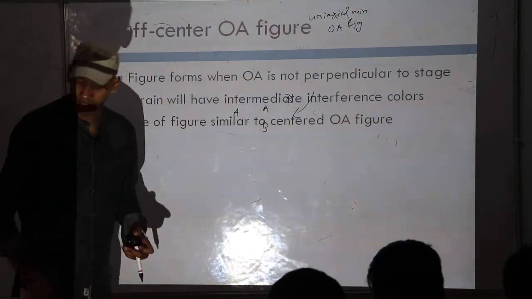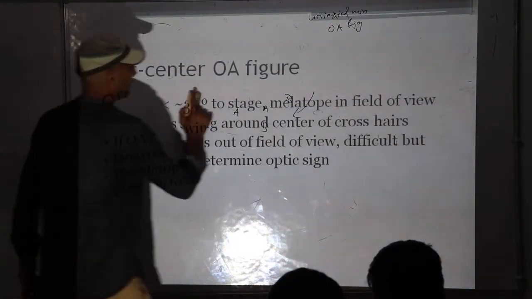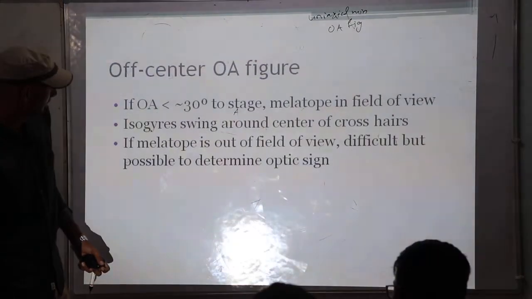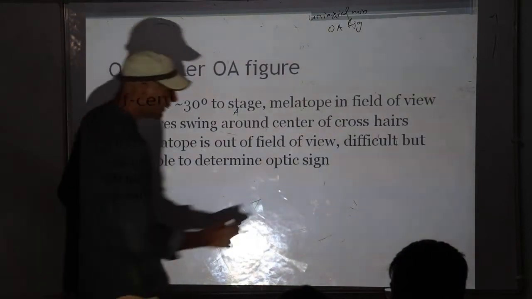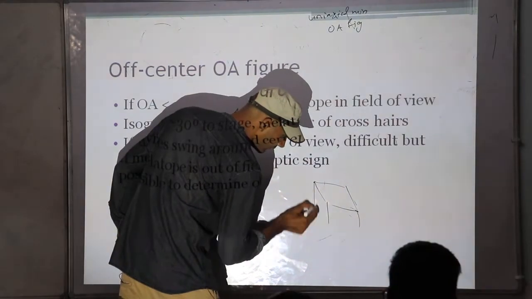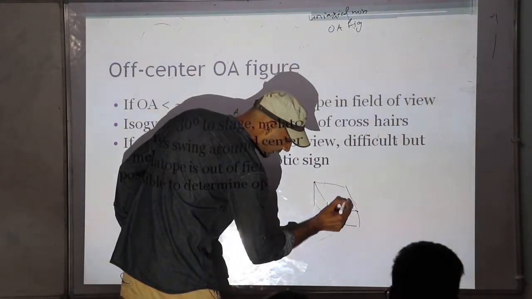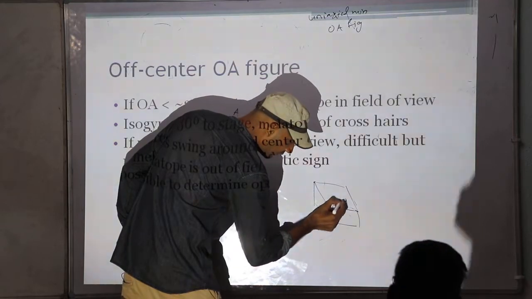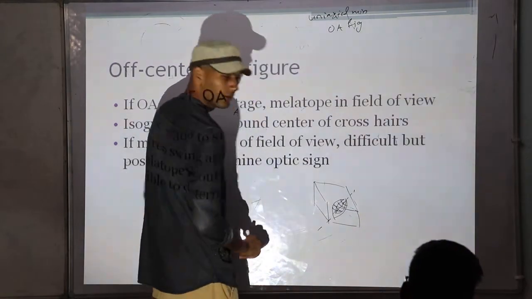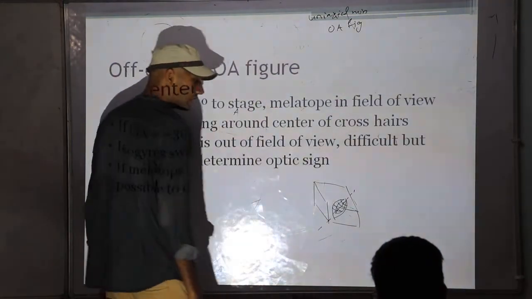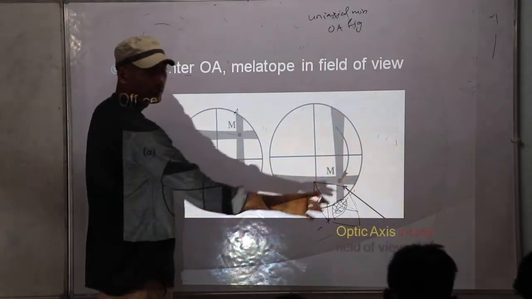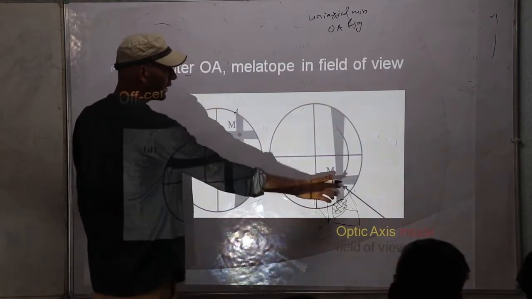Then talking about the off-centered optic axis figure, you can see the indicatrix is like this, if this is the section. Got that? That means this is the optic axis, which is not at the center of the crosshair, it is at an angle. So you can see the melatope somewhere here in the quadrants, not at the center.